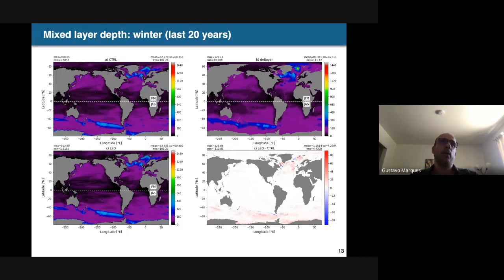If we compare both control and LBG, visually we cannot see anything. We have to do a difference, which is what I show on the bottom right panel. And here should be D, not C, sorry. So this is LBG minus control. And we see that locations where tend to have deep mixed layer depths become deeper. So it's deepening the mixed layer depths with the lateral diffusion.